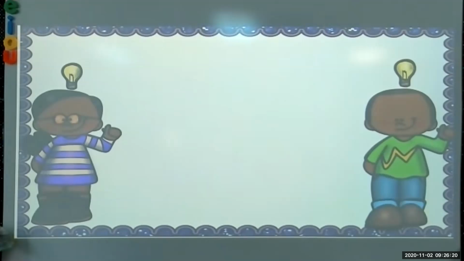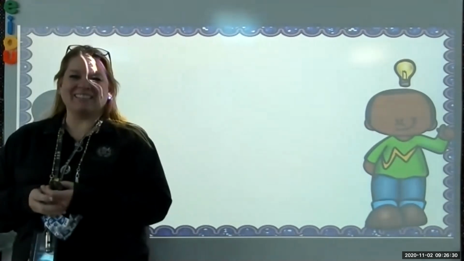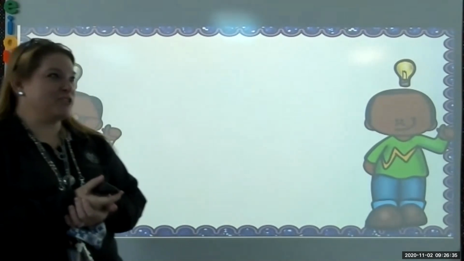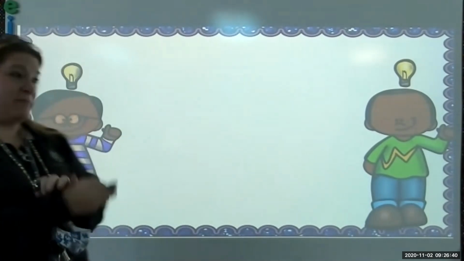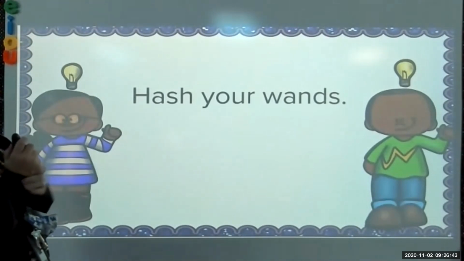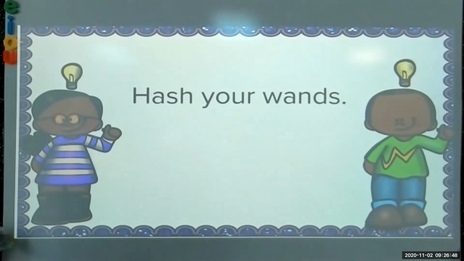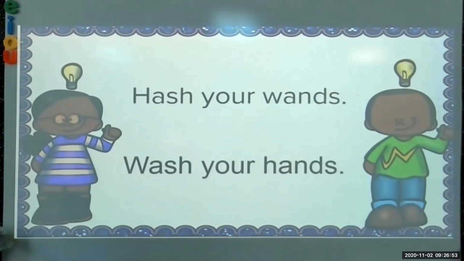All right, so our spoonerism for today, this one's difficult. It is hosh your wans. Hosh your wan. Think about it really carefully. What should it be? Hosh your wans. All right, I'm going to show it to you. Remember, we're taking the first letter, the first sound from those words, and flip-flopping them. It should say, wash your hands. Nice job, guys. That one was a little difficult.